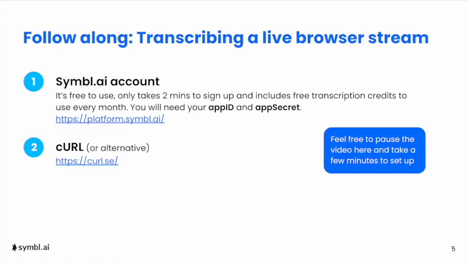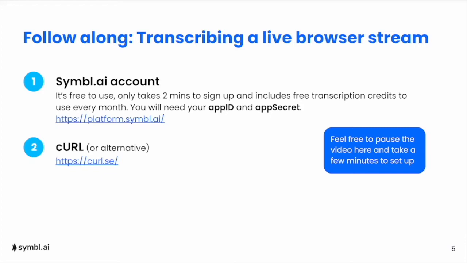Before we begin, you need to have the following things ready. First, if you haven't already, you need to sign up for a Symbol account by going to platform.symbol.ai. This takes no time because you don't need to enter credit card information or anything, just your name and email. And after sign up, you'll get free credits every month. You will need your app ID and app secret from your Symbol account.